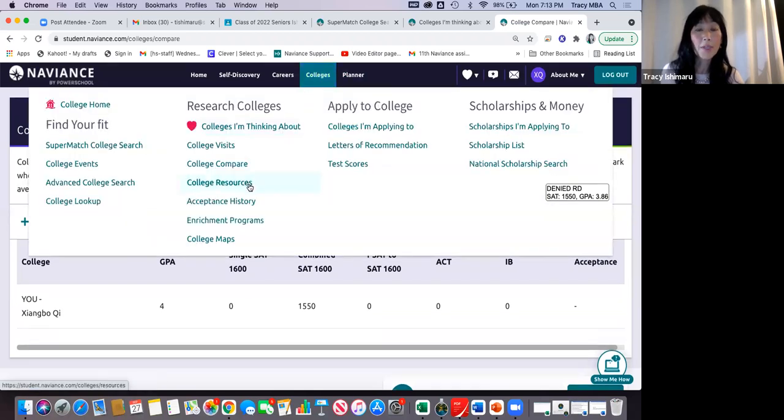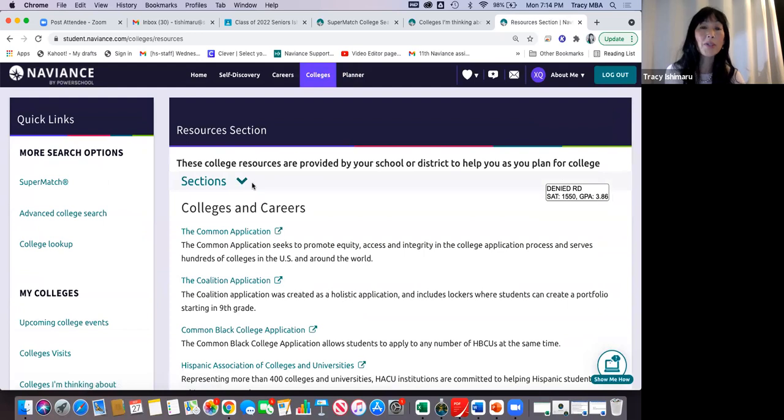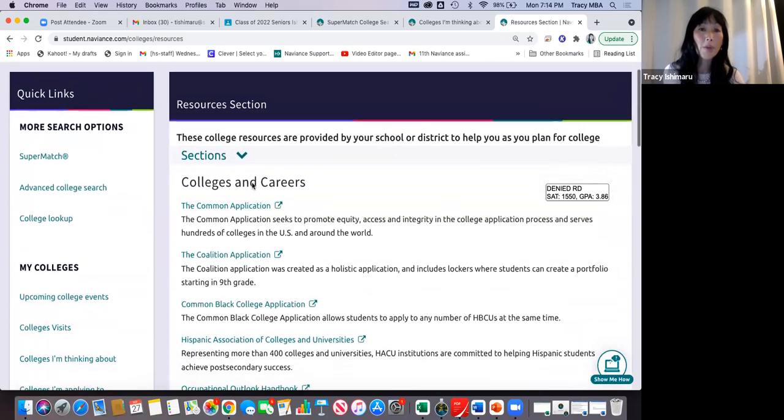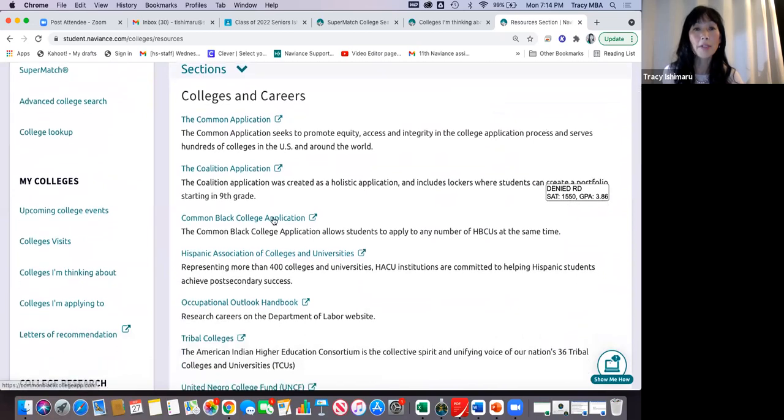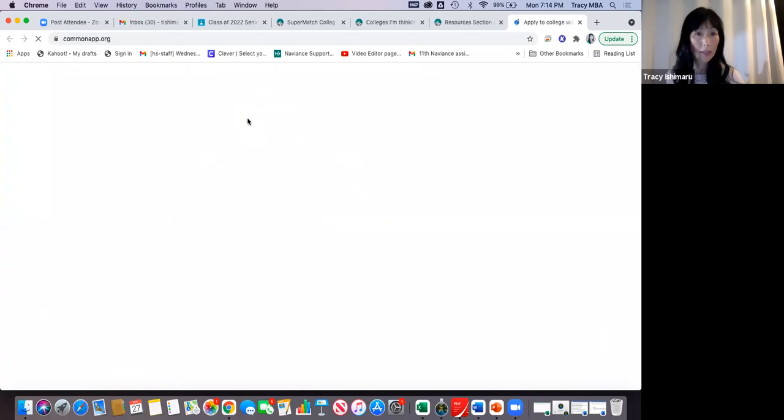Another one, which we find is very useful, is the resource section. So if you look here, your student can click on the different applications. The Common App is the one that has about 650 schools. So it's one application that they can fill out, and it can populate out to the schools that they are choosing. It looks like this.